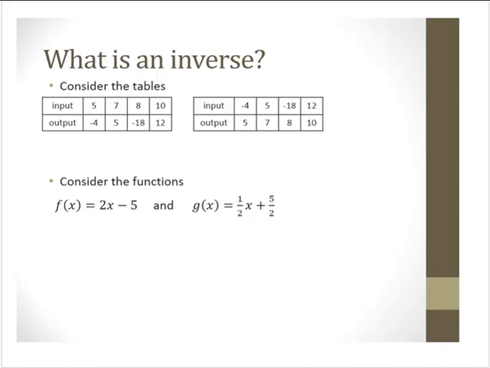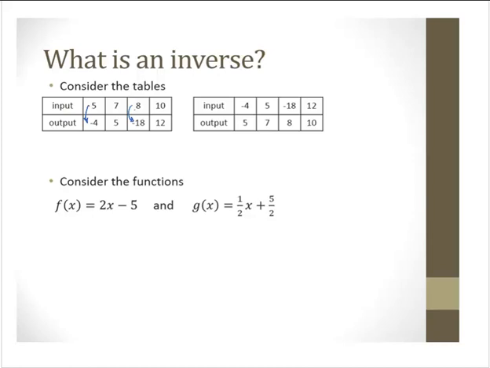So what is an inverse? Well, consider these tables. In the first table, our inputs are 5, 7, 8, and 10. And our corresponding outputs are -4, 5, -18, and 12. So notice that the input of 5 goes to -4, the input of 8 goes to -18.